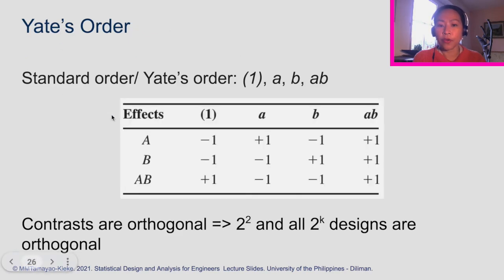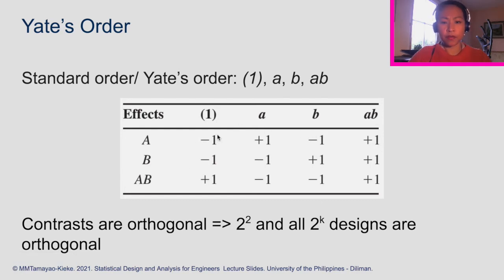Now, before we proceed, let's look at Yates order. The standard order or Yates order using the familiar notations 1, A, B, and AB is as follows. Along the rows, you have the effects, so you have the main effects A and B, and then the interaction AB. And then along the columns, you can see the representation of the combinations. So you have here 1, A, B, and AB, 1 representing low level for both factors, A, high level of factor A, low level of factor B, B, low level of factor A, high level of factor B, and then AB representing high level for both factors.